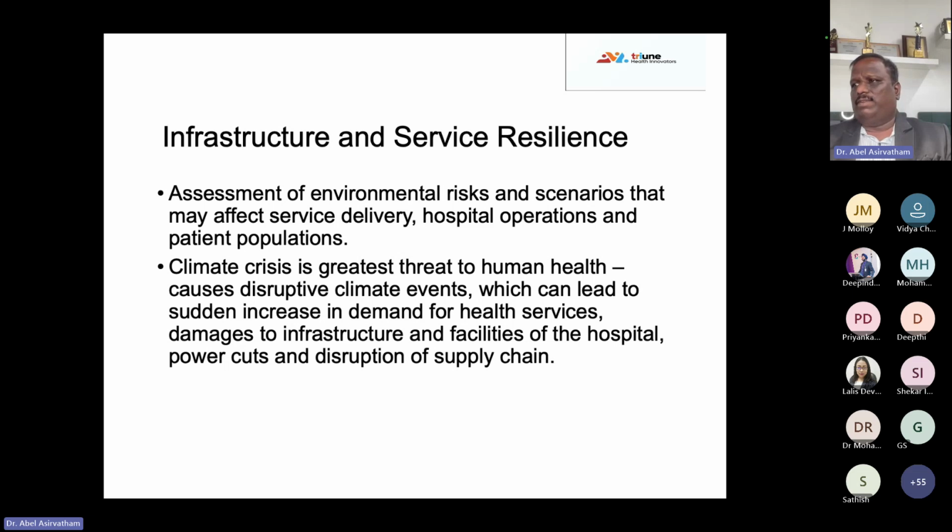Then infrastructure and service resilience. It talks about assessment of environmental risk and scenarios that may affect service delivery, hospital operations, and patient population. Again, climate crisis is the greatest threat to human health, causes disruptive climate events which can lead to sudden increased demand for health services, damages to infrastructure and facilities of the hospital, power cuts and disruption of supply chain.